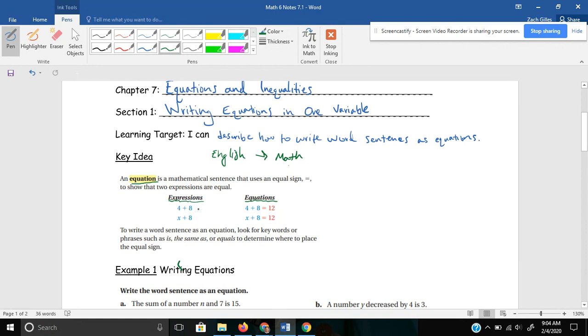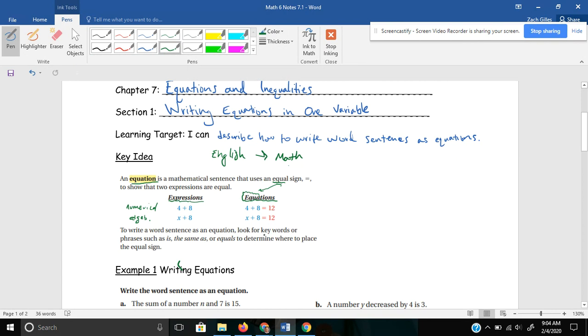So 4 plus 8 is a numerical expression. Or x plus 8, it has a letter. We would consider that an algebraic expression. Whereas equations now, you can see in the word equation, same as equal, have an equal sign. So for example, 4 plus 8 equals 12. There's an equal sign in here. Or x plus 8 equals 12.